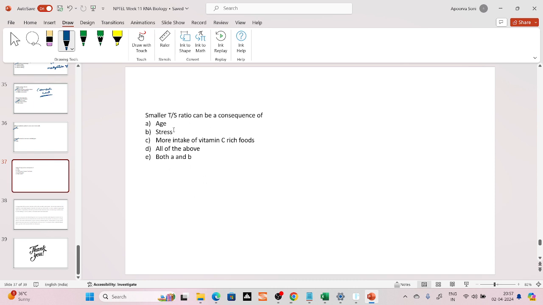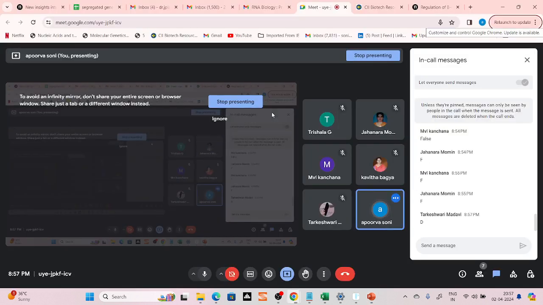Next question now comes, this question that I was talking about. Smaller T by S ratio is a consequence of age, stress, more intake of vitamin C rich foods, all of the above, or both A and B. So I already have two answers, both A and B.